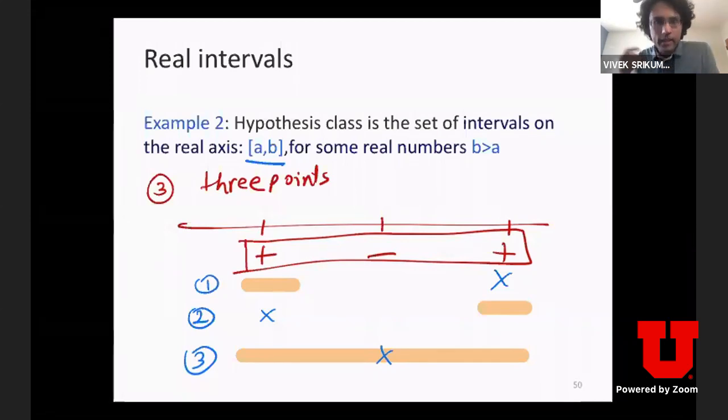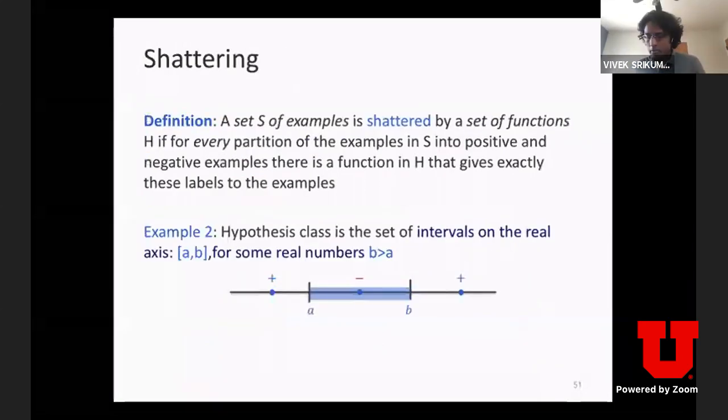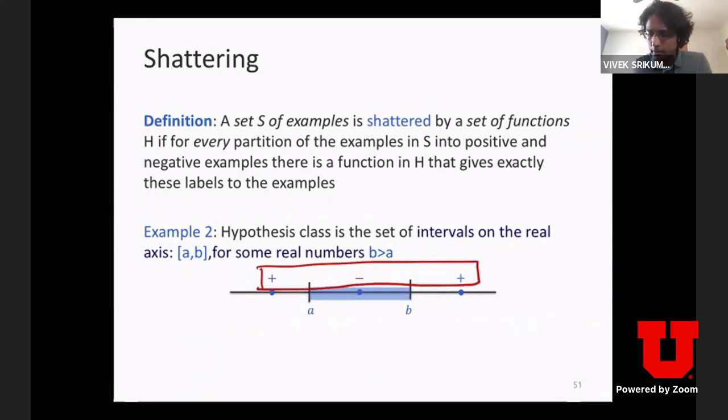So again, there's a comment about if we had negation, life would be good. But if we had negation, it's a different class of functions. So just so that you don't have to live with my writing, I've drawn it in the slide. In particular, for the set of intervals on the real axis, this labeling is adversarial, the plus minus plus.